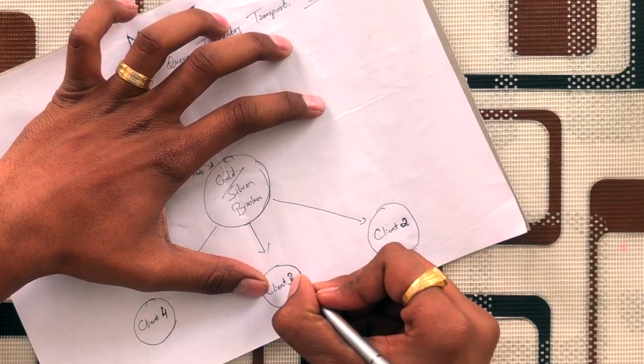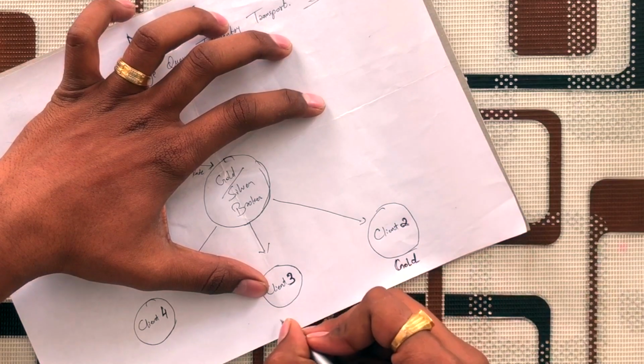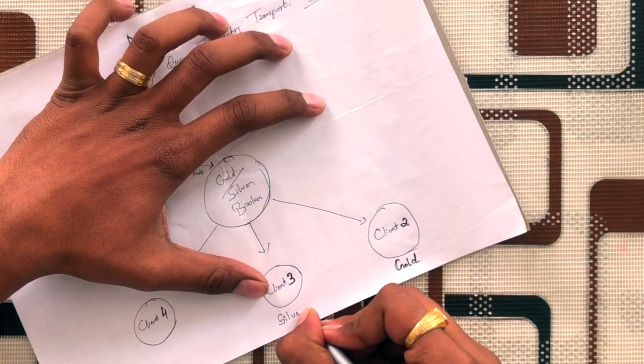Let's take the example of client 3, who has a case similar to client 2, but he is much more interested in silver.